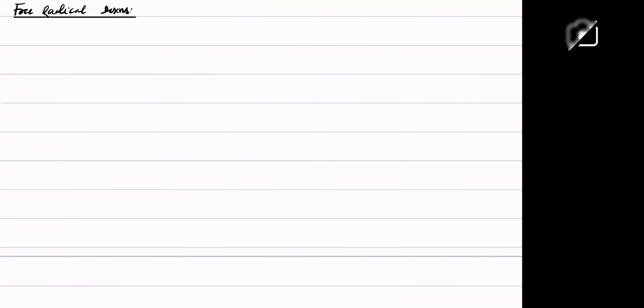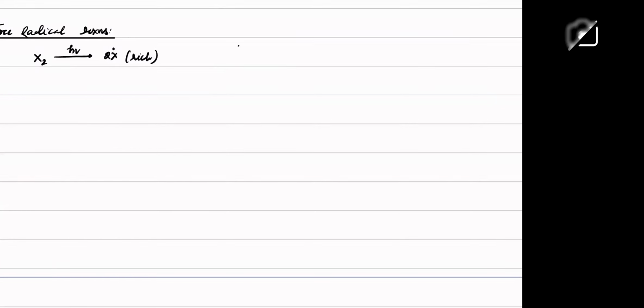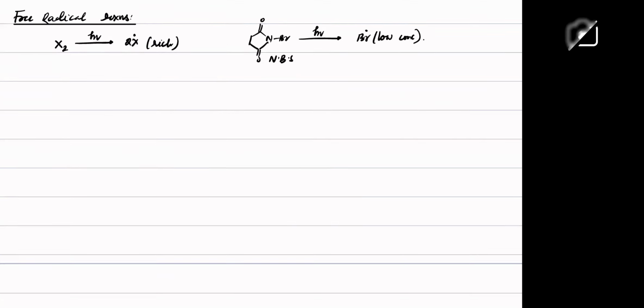Usually we can have two types of free radicals. One is directly X2 in the presence of H nu to give X dot. So here you will have a rich amount of source. But if you have a double bond O, N, and Br here like this, this is known as NBS, N-bromosuccinimide. Here the Br dot is low concentrated. When you have low concentration, usually we will get only one addition.